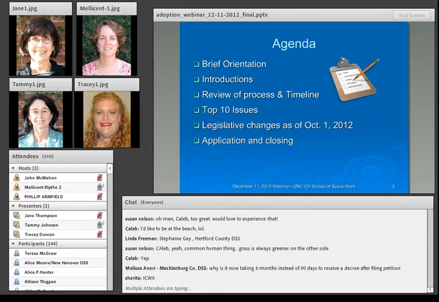Okay, thank you. Mecklenburg County: Why is it taking 6 months instead of 90 days to receive a decree after filing the petition? We'll be talking a lot about the timeline, so hopefully we'll be addressing that. Sharita, a question about ICWA. That is a great question. That's not on our top 10 directly, but the other reason we are asking this question is so that we can gather your main issues to help the division and its partners plan future webinars and future learning events. So thank you for sharing that, Sharita.